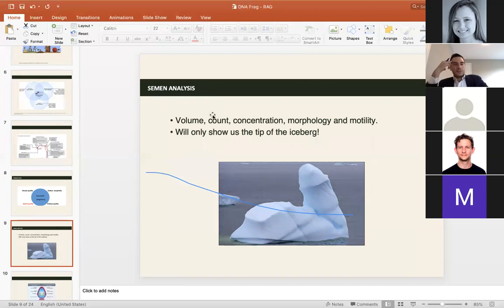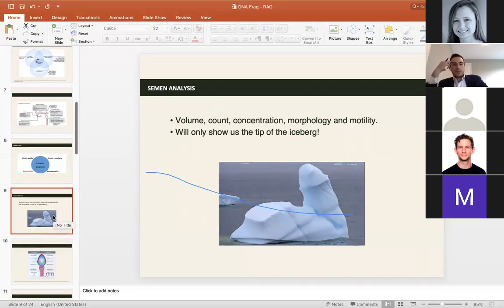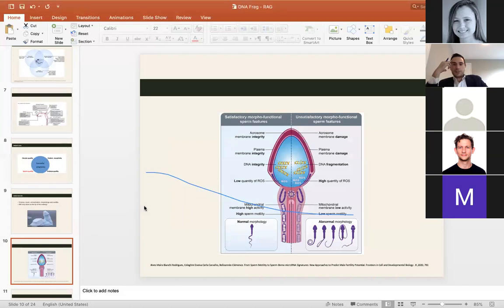We now understand that we need to dig deeper into the quality of the sperm to understand why, for example, we have some unsuccessful IVF cycles, or why we have recurrent miscarriages. And this is the importance of the DNA fragmentation test, because the DNA fragmentation test will exactly tell us how much of the DNA in the sperm is intact.